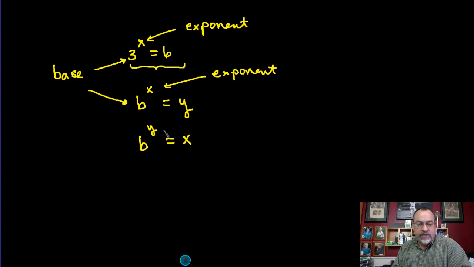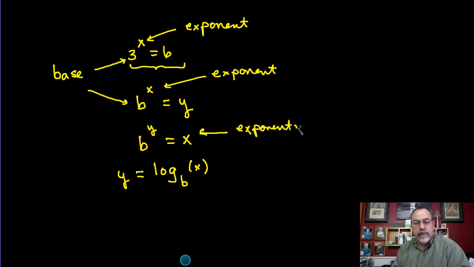So if we take this equation and we solve it for y, what we're going to end up with is this. Y is going to be equal to log base b of x. So this is the exponential expression, and then this is our logarithm equation. So y has been solved for by finding the log.